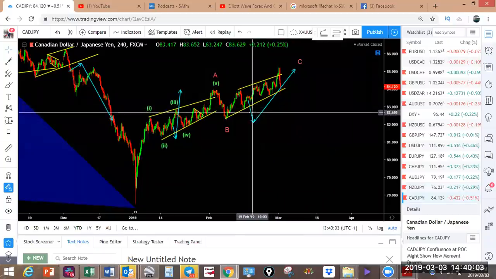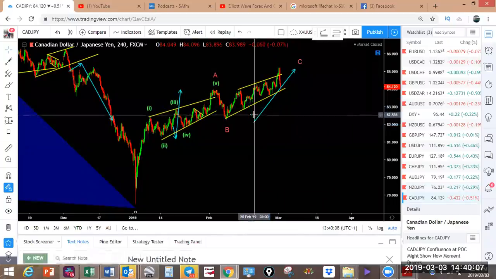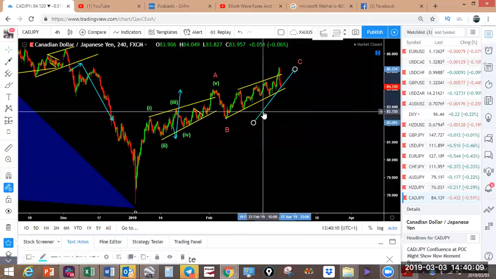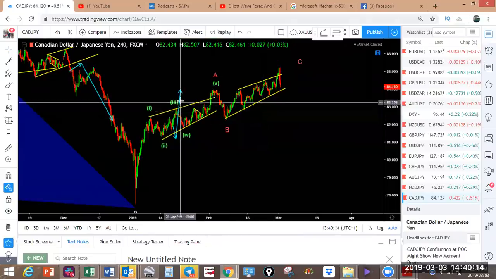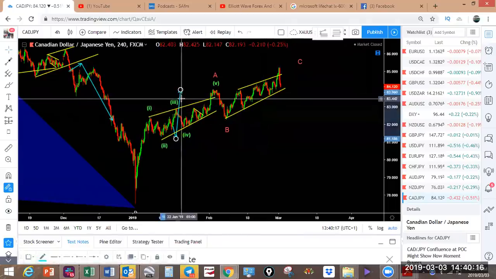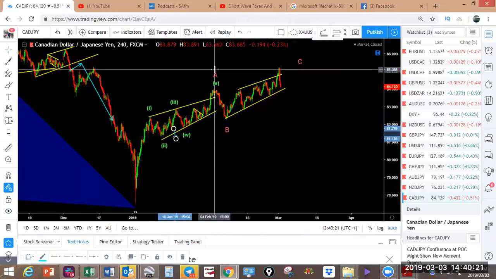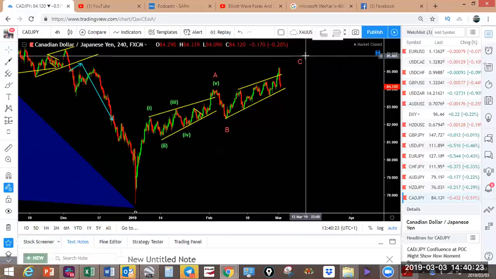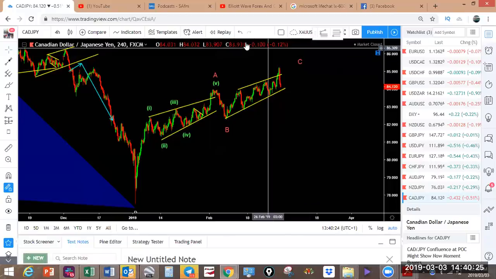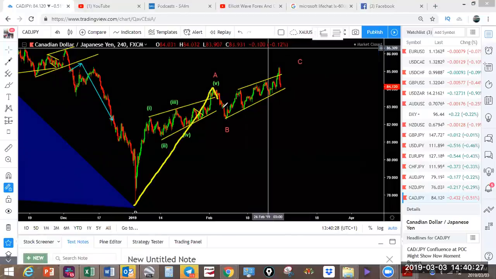The CAD is interesting because last week I labeled this ABC, and this is why it is critically important to understand which structure plays out as an ABC and which one plays out as a WXY. Last week I said that because I'm labeling this an ABC, I'm going to expect a diagonal here. And now we've got a diagonal, and this has confirmed that the structure is an ABC move. Now on CAD, you may be getting a pullback here, a corrective structure.